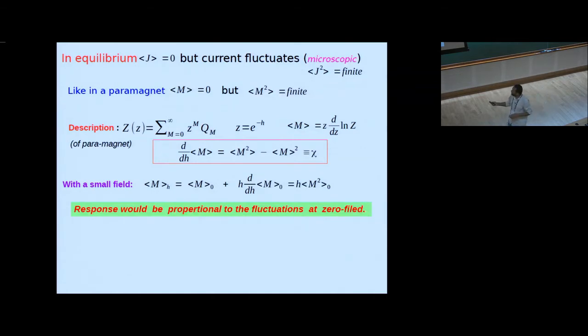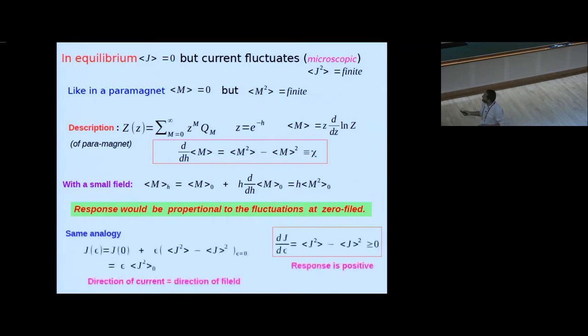If you put a small field, you expand around zero field. So this is M at 0 plus h dM/dh, but dM/dh is positive, and since M average is 0, this is just h times M square average. So if you take a paramagnet and put a little bit of field, the magnetization you get is proportional to the field and proportional to M square average. That's the positive response.